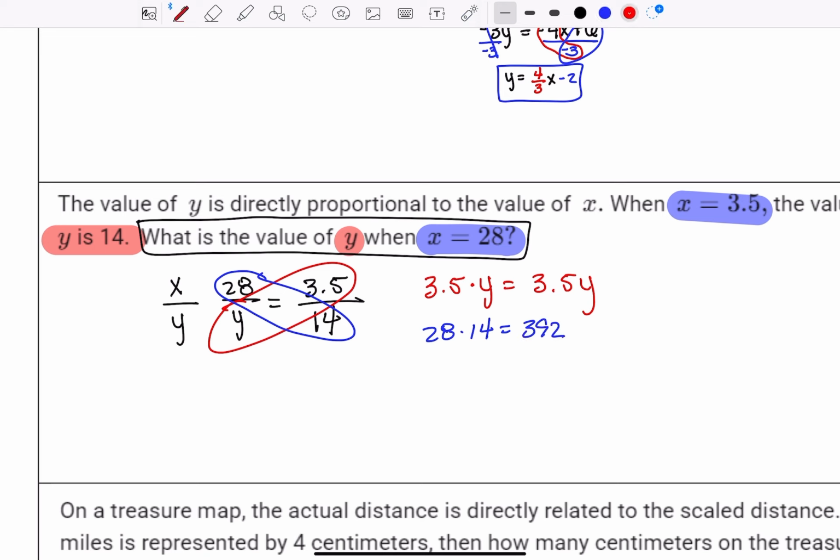So then you have 3.5y is equal to 392. You're going to divide by 3.5, divide by 3.5, and you have y is equal to 112.